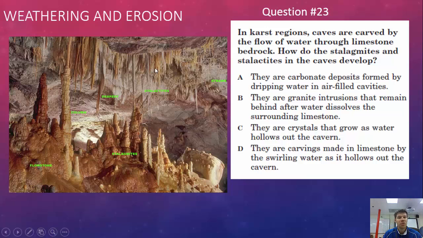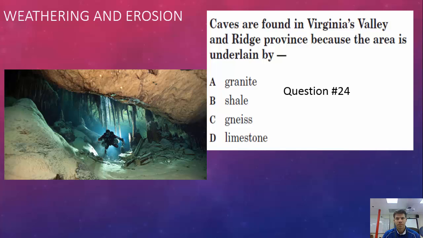They are just mineral deposits. As the water is eroding the cave and making the cave bigger and bigger, sometimes the water drips, and it has some very mineralized water, and that drip evaporates away and leaves the minerals behind, and they just keep getting a little bigger and a little bigger every day. So A, they are carbonate deposits formed by dripping water in air-filled cavities.